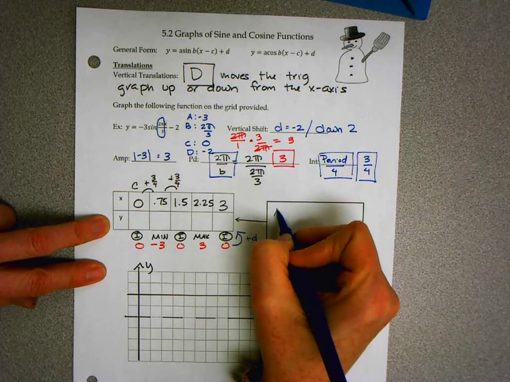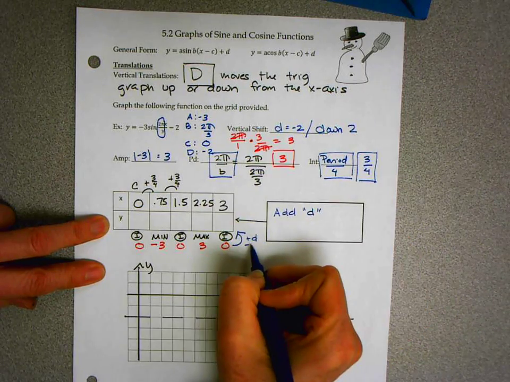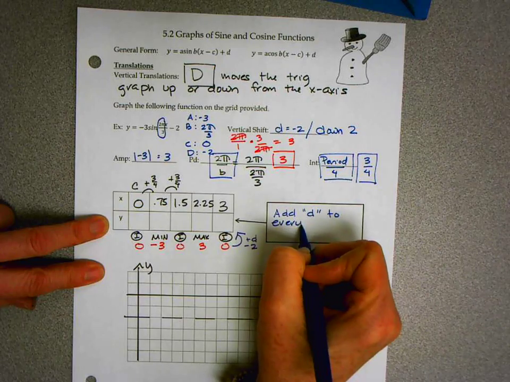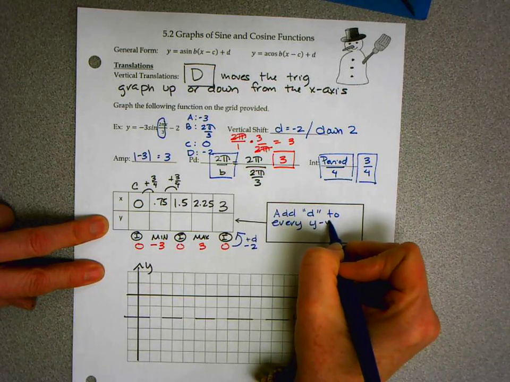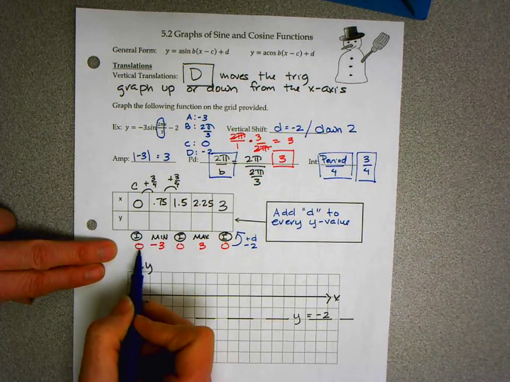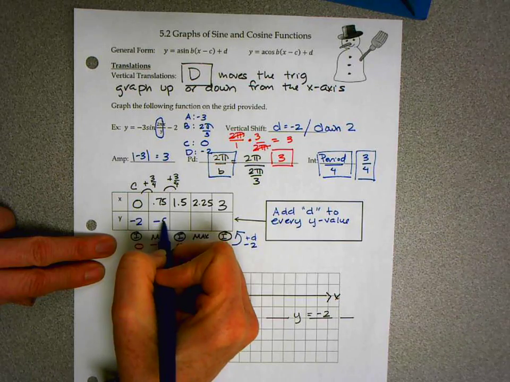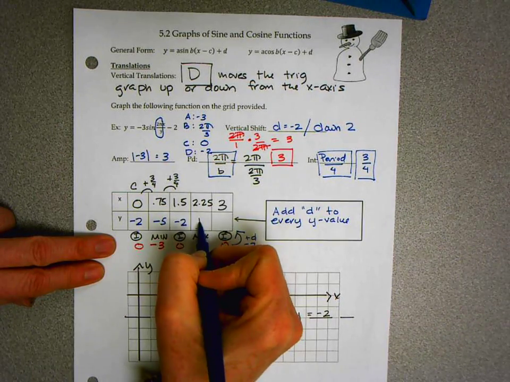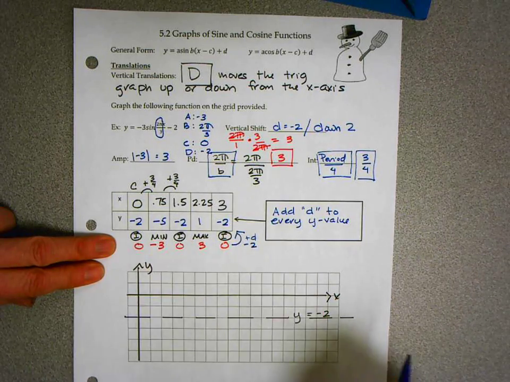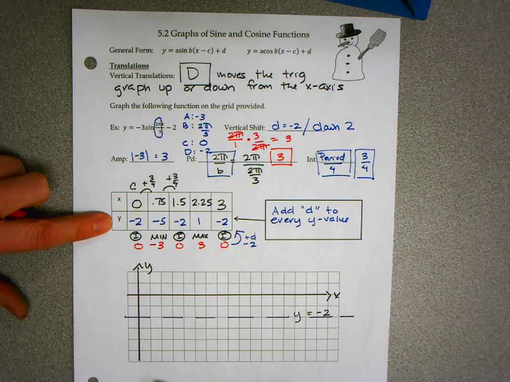So what we're going to do is add the D value, which is -2, to every original y value. So 0 plus -2 is -2. -3 plus -2 is -5. And then we get -2, 1, and -2, because 3 plus -2 gives us 1. Get the idea. So that's how we get our y values when we have a vertical shift.